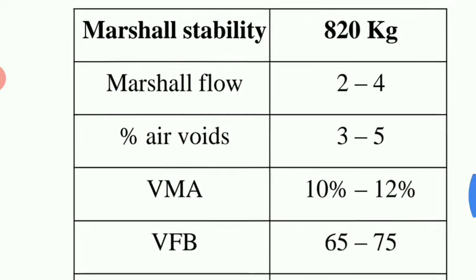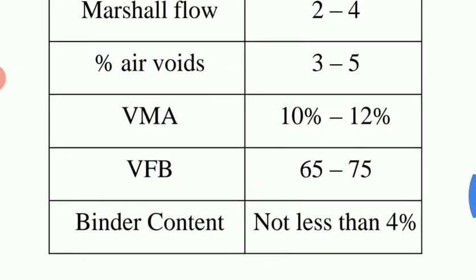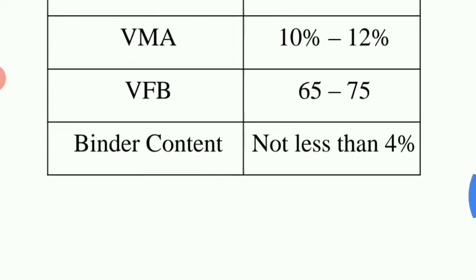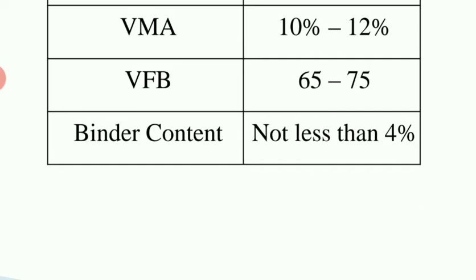After that test, we have to get these results. The Marshall stability should be 820 kg, the Marshall flow 2 to 4, air voids 3 to 5%, and VMA and VFB 10 to 12% and 65 to 75%. Here VMA stands for voids in mineral aggregate, which is nothing but the space between the rocks that can be filled with the asphalt. The space filled with the asphalt is known as VFA, that is, voids filled with asphalt.